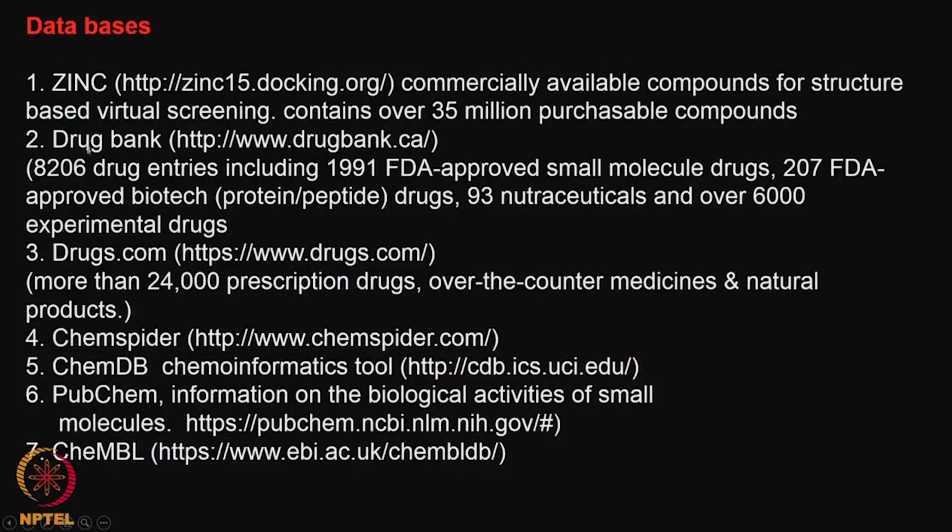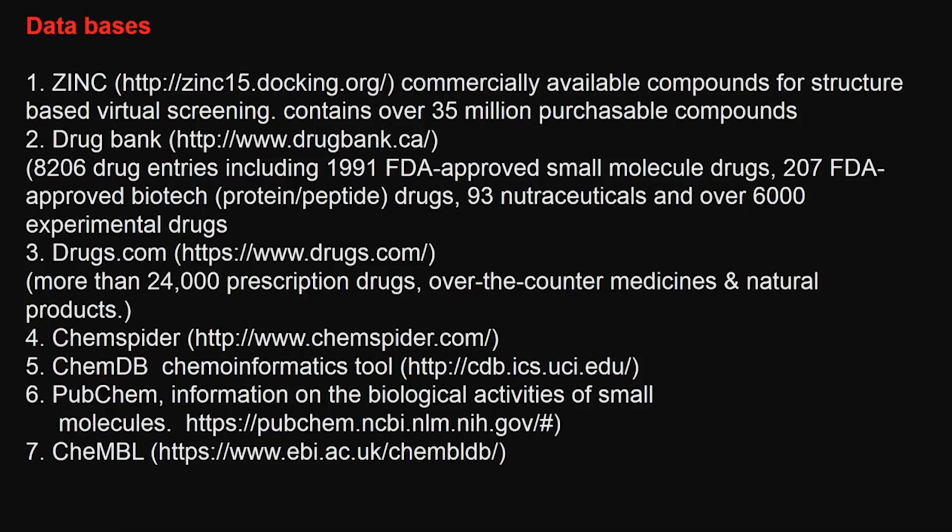As I showed you in the first class, these are some of the databases which contain structures of a large number of molecules. The ZINC database contains 35 million compound structures with some properties, which we can buy if you want. Then we have DrugBank and Drugs.com. These databases contain structures of drugs that are currently available in the market, over the counter drugs, FDA approved, biotech drugs and so on.